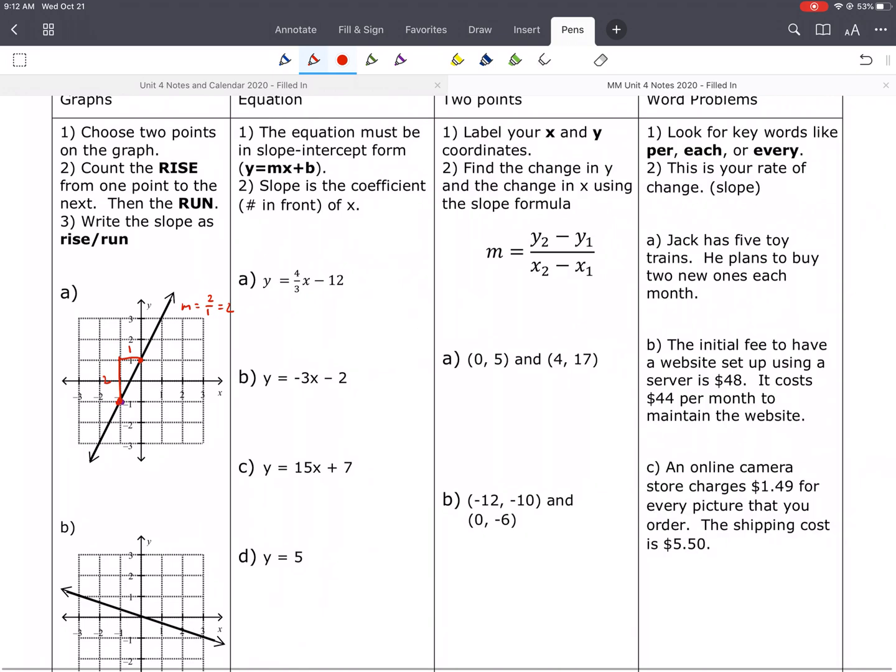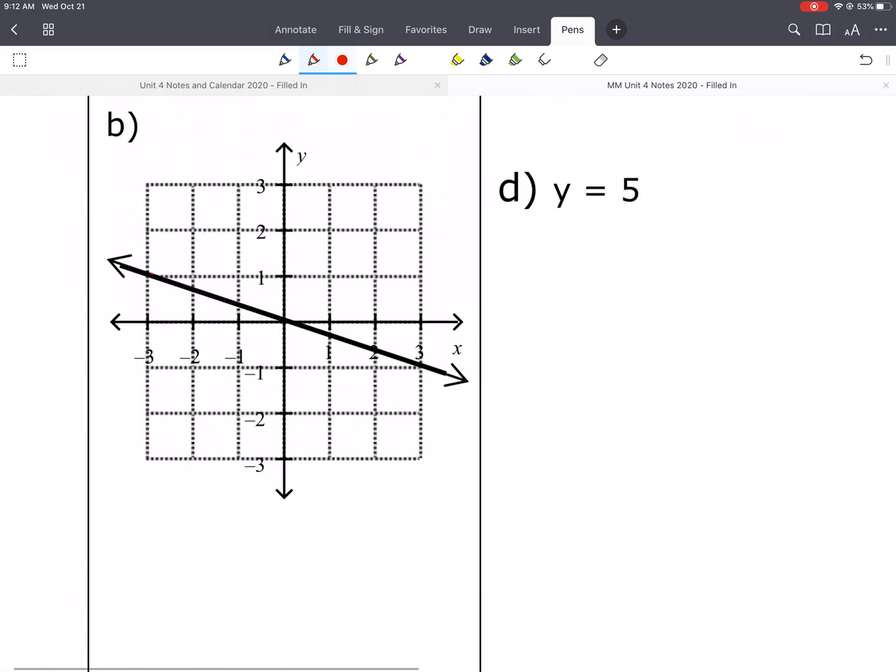Okay. And then here's another. We could have a point here and a point here. So here it goes down 1, so we'll do negative 1 and over 3. So the slope here would be negative 1/3.